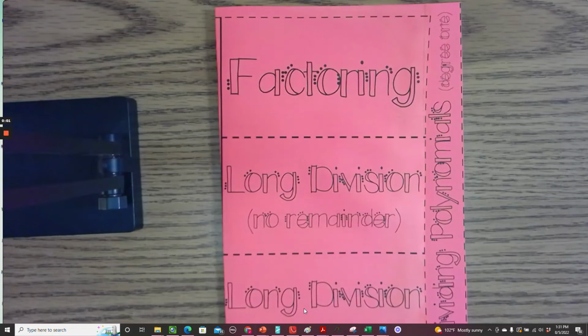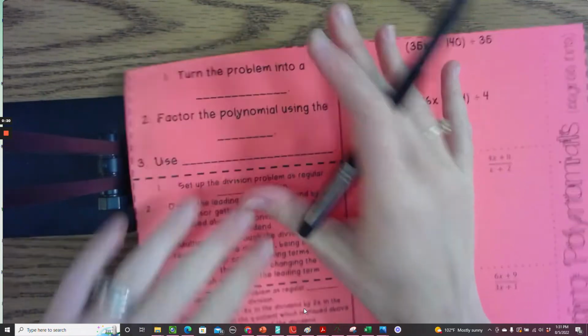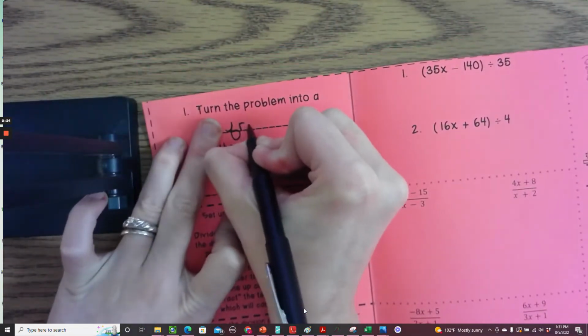This video is for the Dividing Polynomials Degree 1 foldable. Guys, this is probably the toughest lesson in this unit. Just understand that I know this is really difficult, but this is as bad as it'll get for this unit. The first thing that we're going to do is use the factoring method to divide polynomials. To do this, we turn the problem into a fraction.